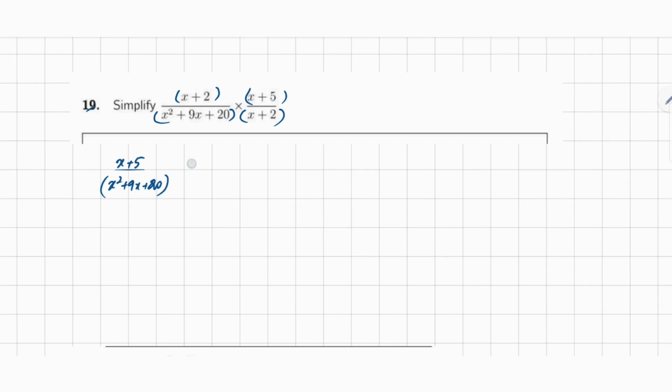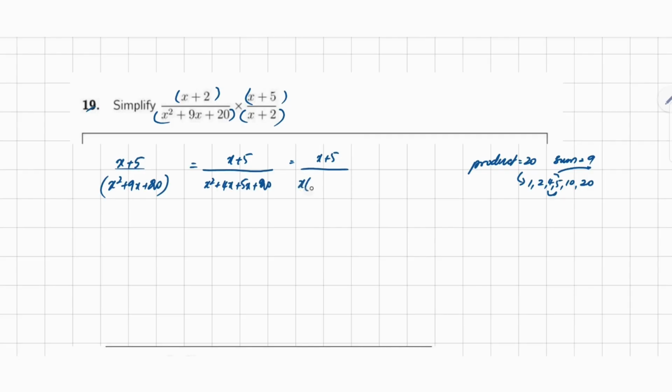We can simplify the denominator further by splitting the middle term. Over here, we have the product as 20 and the sum as 9. The factors of 20 are 1 and 20, 2 and 10, and 4 and 5. 4 5s give us 20, and 4 plus 5 gives us 9. So we can split the middle term as x squared plus 4x plus 5x plus 20.